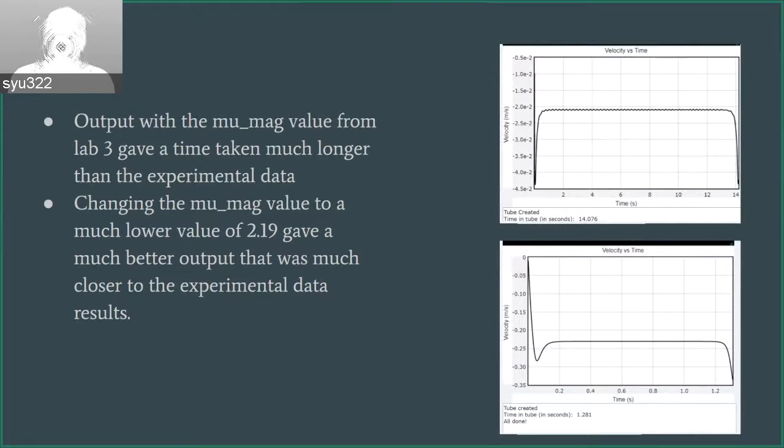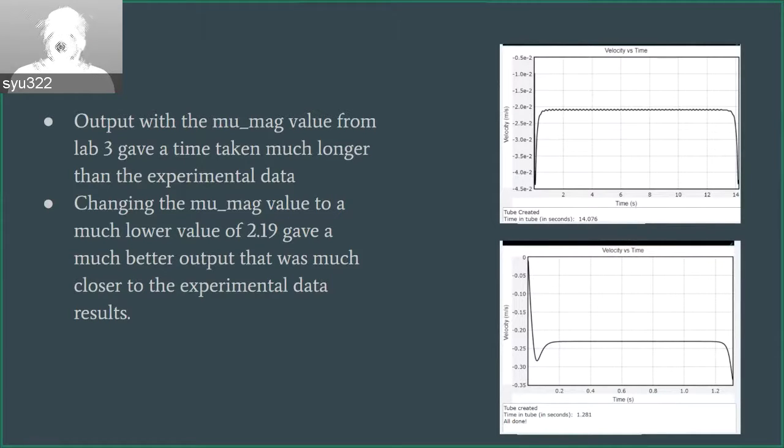So my code output. As you can see, the first graph on the top was my code output with the mu mag value that I took from lab 3, which gave a time in tube in seconds of 14.076 seconds. And also, as you can see, the velocity versus time graph or the plot looks very wrong. I think it was just because the mu mag value that I got from lab 3 was much, much larger than it was supposed to be, to get the correct results for this lab.